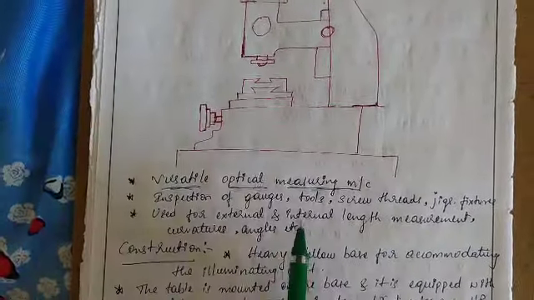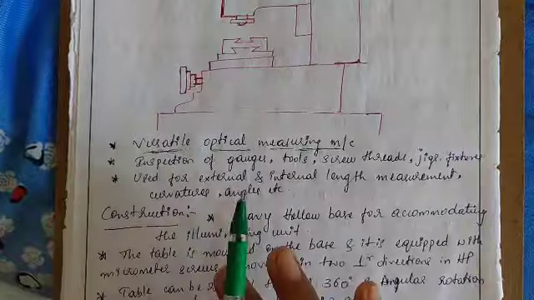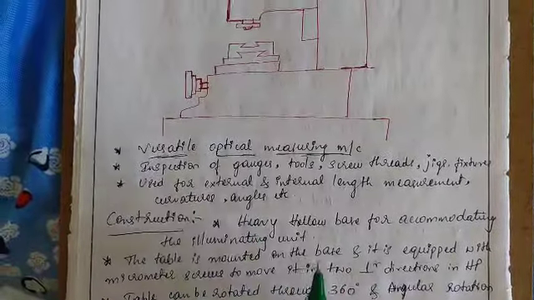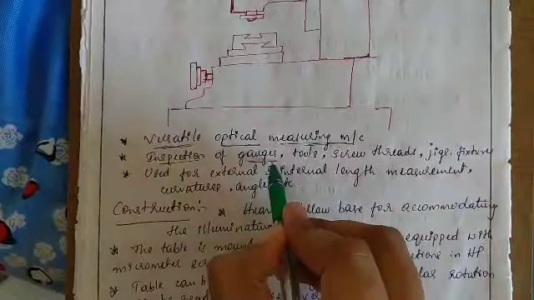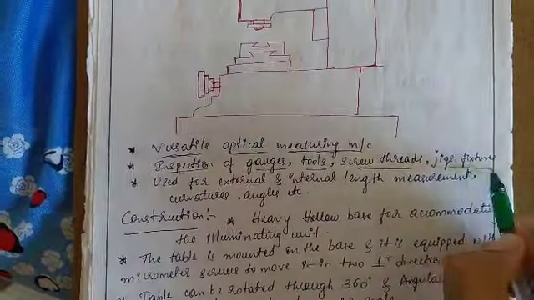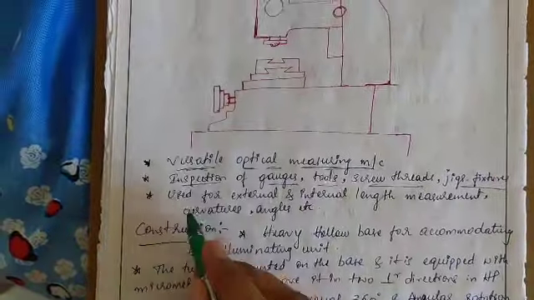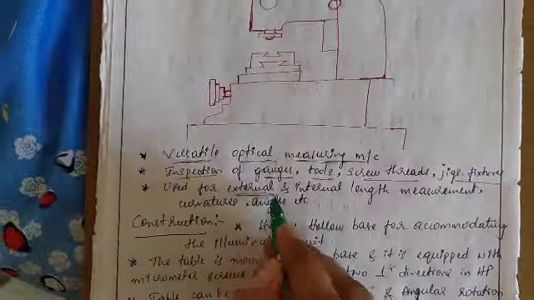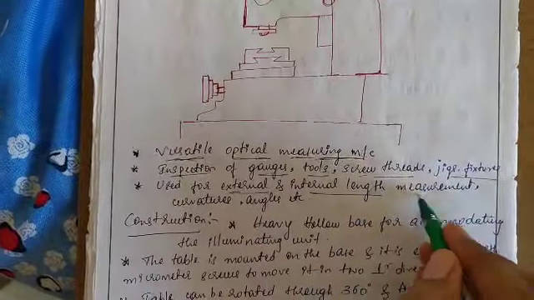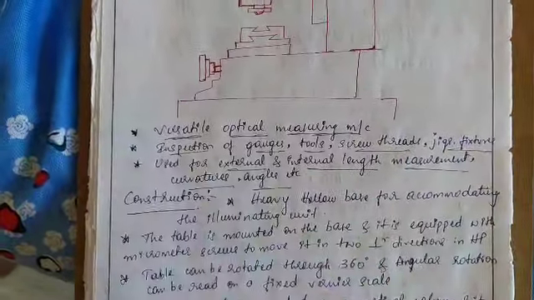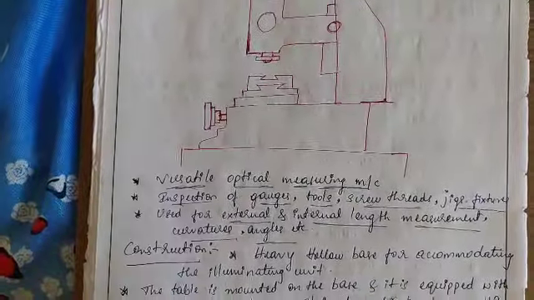It's a versatile optical measuring machine, and it is a direct reading type measuring instrument, mainly used in the inspection of gauges, tools, screw threads, jigs and fixtures. So it is used for external and internal length measurement, curvatures and angles, etc. Now we will go to the construction.